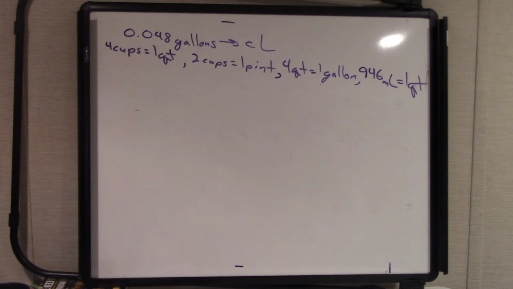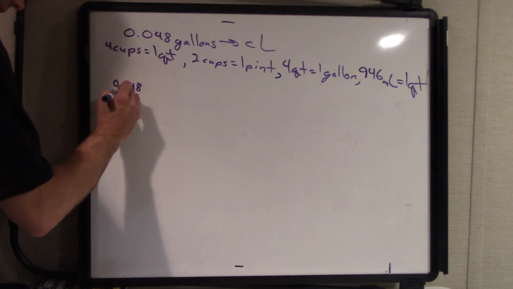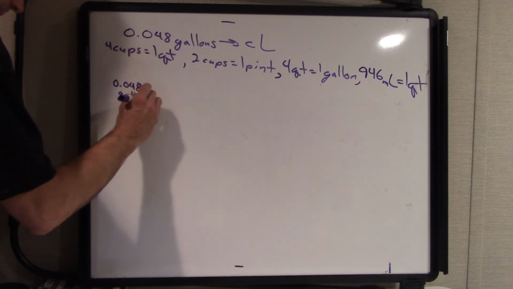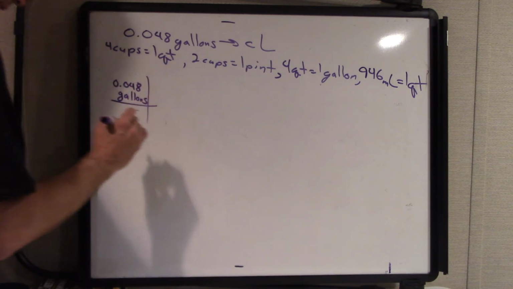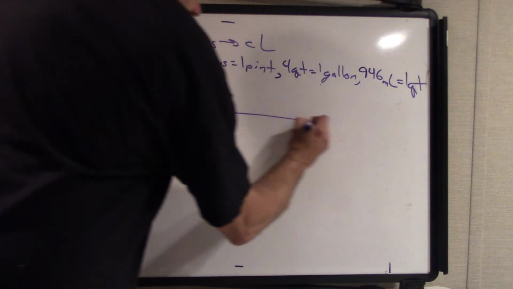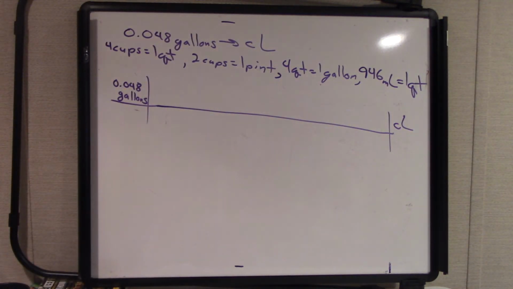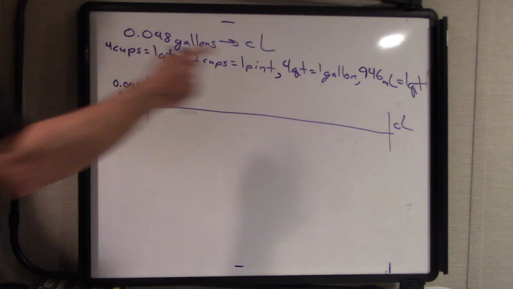So even though this is using both English conversions and metric conversions, using dimensional analysis, it doesn't matter. It's still the same process. We start with what we know, 0.048 gallons. Now we know this is English, and at the end we know we want to get centiliters out. So some way I've got to go from English to metric.